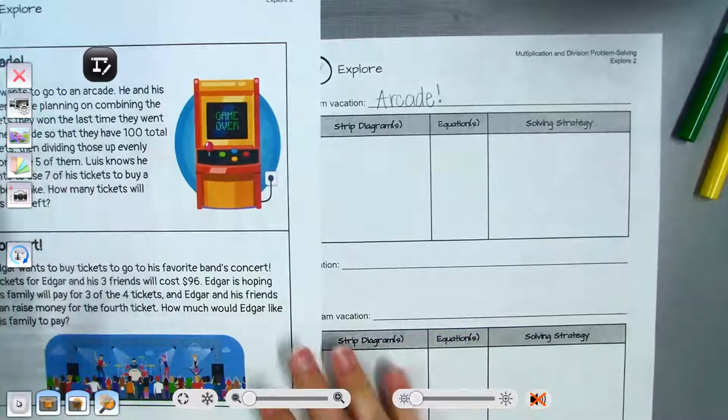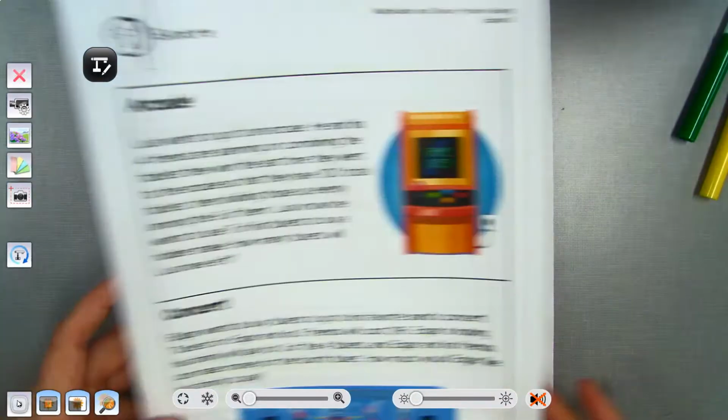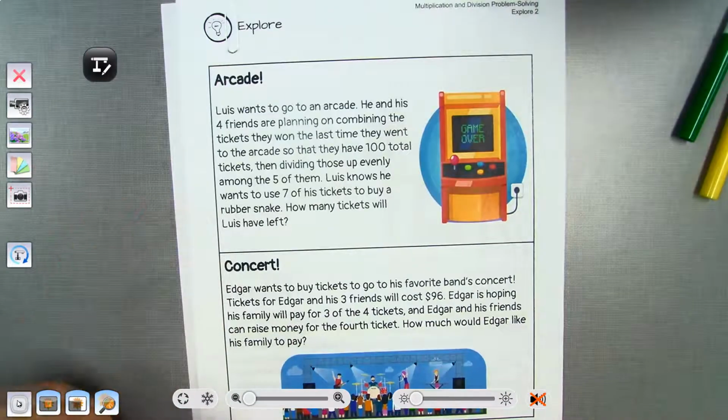Okay, so let's read the problem and then we're going to break it apart. Luis wants to go to an arcade. He and his 4 friends are planning on combining the tickets they won the last time they went to the arcade so that they have 100 total tickets, then dividing those up evenly among 5 of them. Luis knows he wants to use 7 of his tickets to buy a rubber snake. How many tickets will Luis have left?